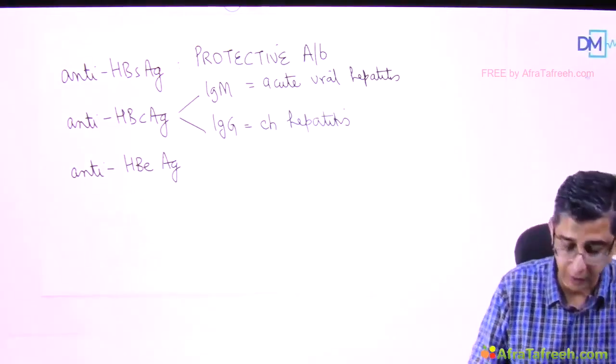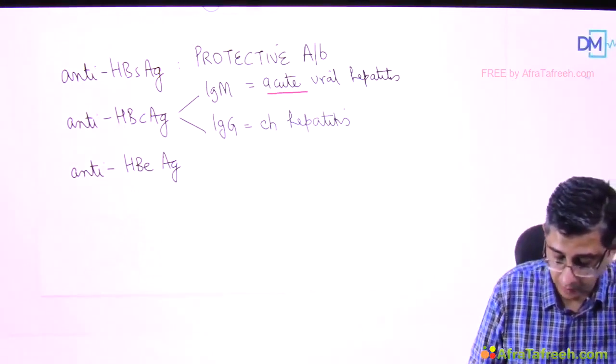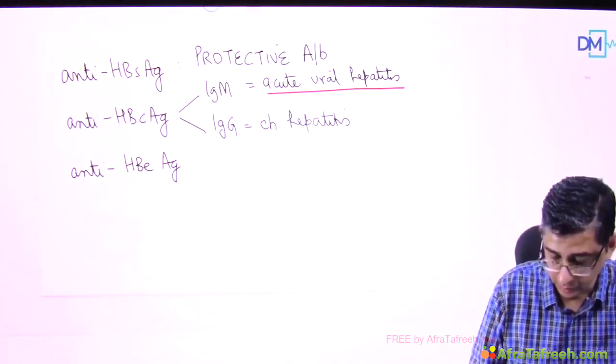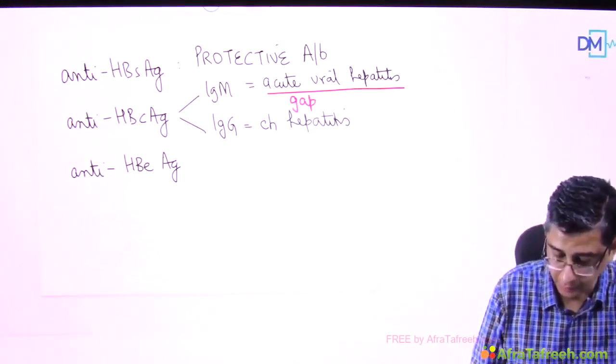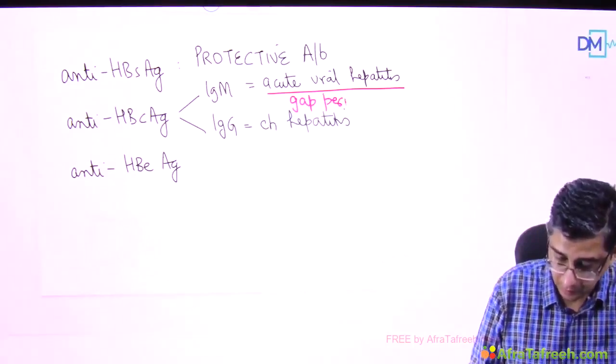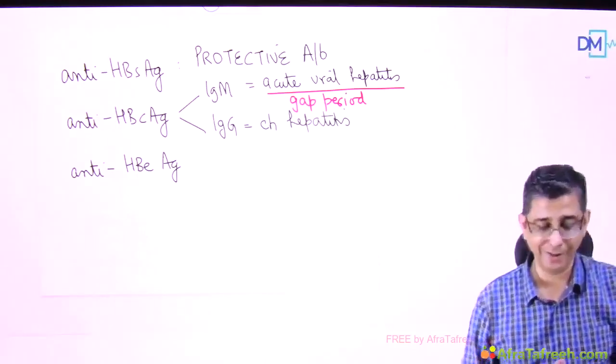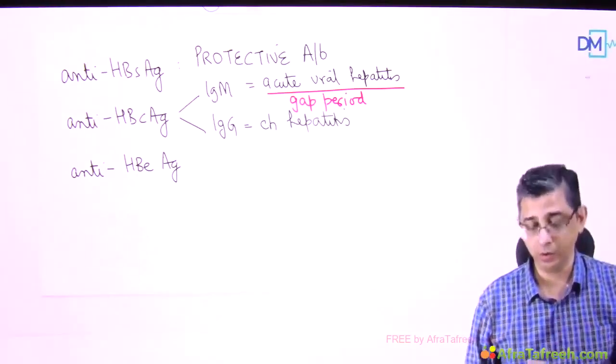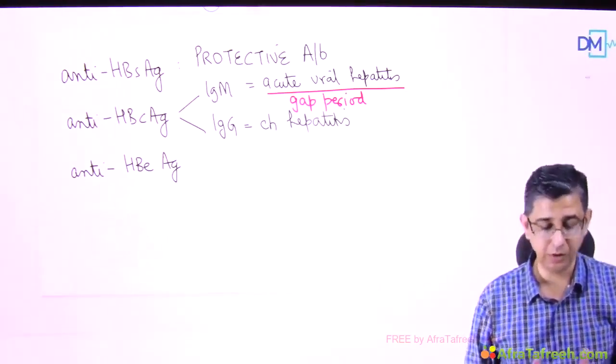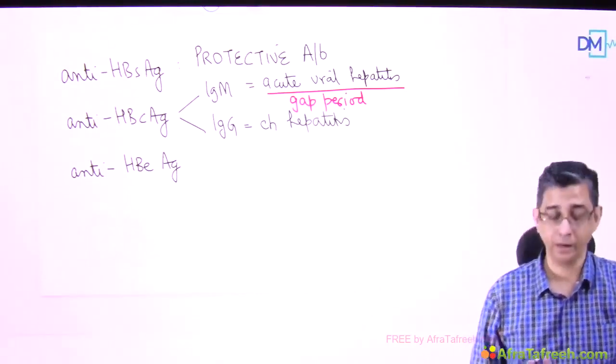But you see, there would be another MCQ where the answer will be antibody to the core antigen, and that would be the window period or the gap period of the virus. I will explain the gap period aspect to you in a while, but at the moment I just want you to understand that for IgM class of antibody, there can be two answers. One can be acute viral hepatitis, the other can be gap period or the window period.